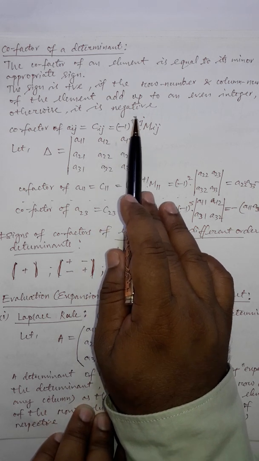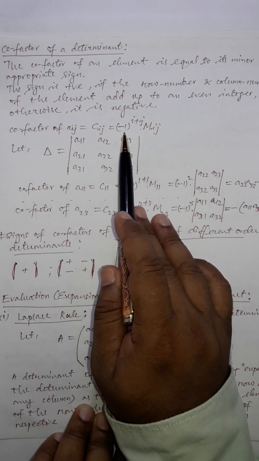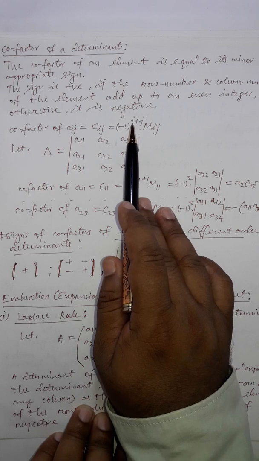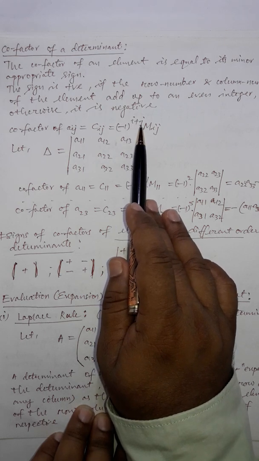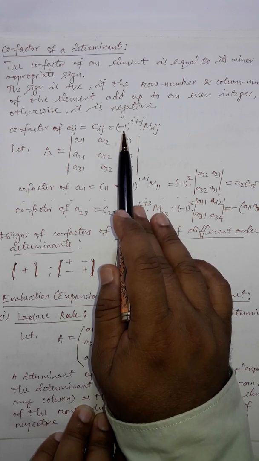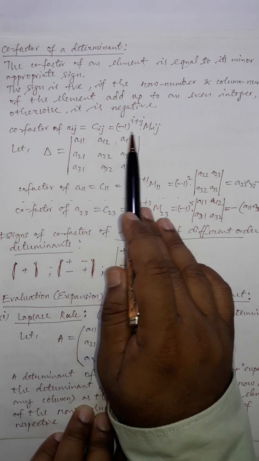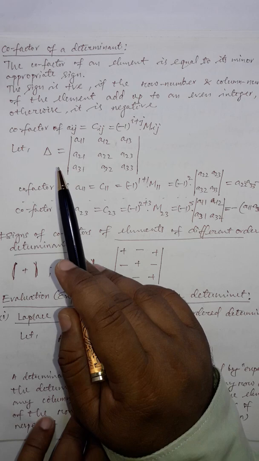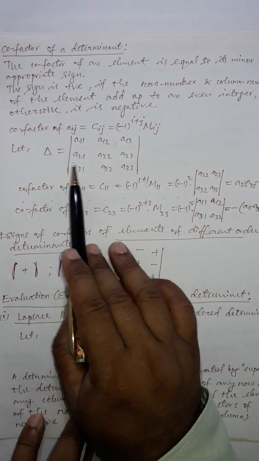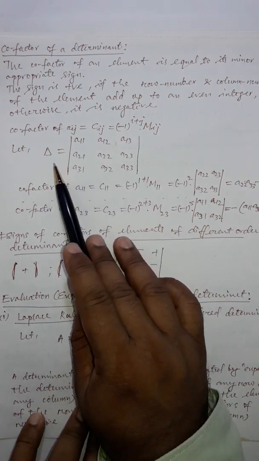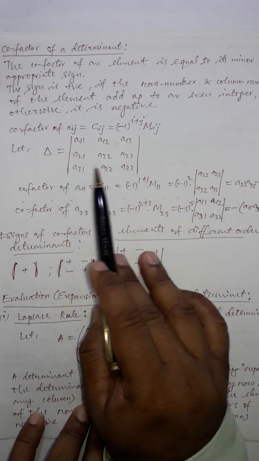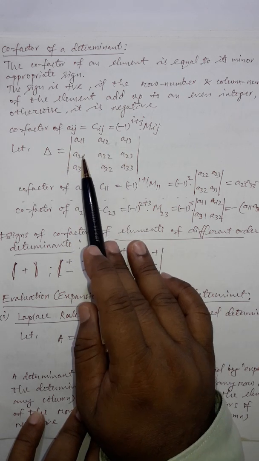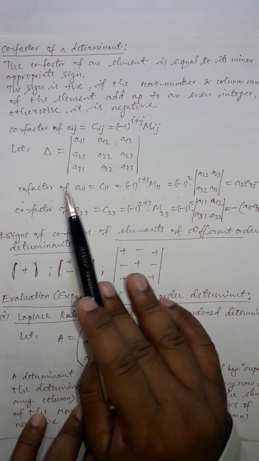If i plus j is even, then this will become positive. So, cofactor is equal to minor. But if i plus j is odd, then a minus sign will come here and the cofactor is equal to the negative of the minor. Let us try to understand this by taking one third order determinant. This is a third order determinant where the elements row wise are a11, a12, a13 respectively.